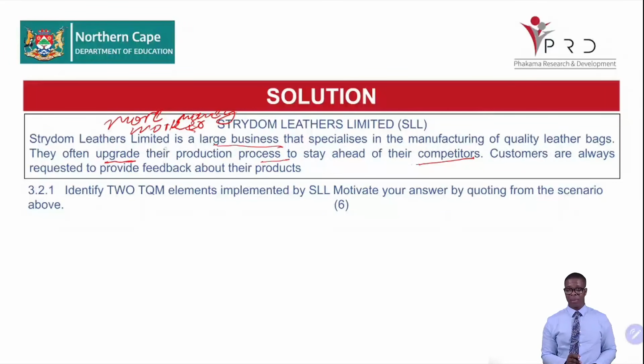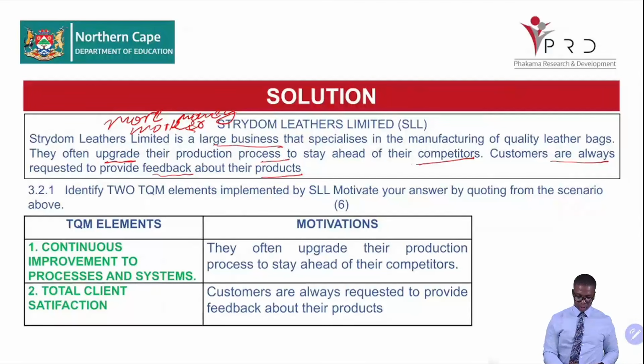And what is the element there that talks about improving processes and systems? It is an element we call continuous improvement to processes and systems. Then customers are always requested to provide feedback about their product. Which element is that one? Total client satisfaction, because a large business is able to ask their clients using various platforms to get feedback whether customers are satisfied or not. So the two aspects are continuous improvement to processes and systems and total client satisfaction. 1 mark, 1 mark.